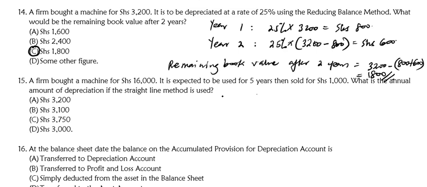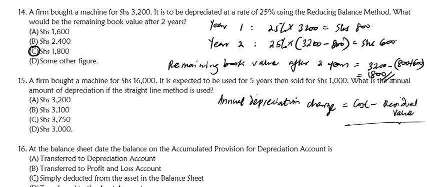So how do we compute depreciation using the straight line method? Annual depreciation charge: you get the cost of the asset minus the residual value, over the useful life.